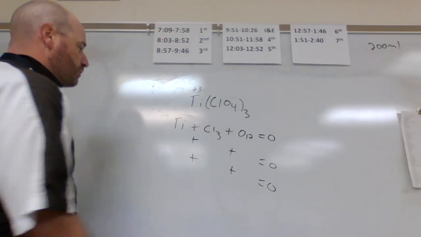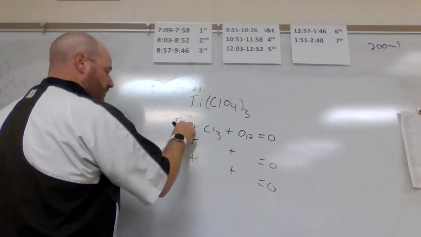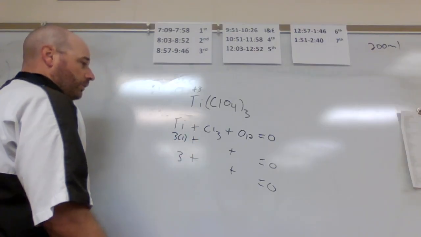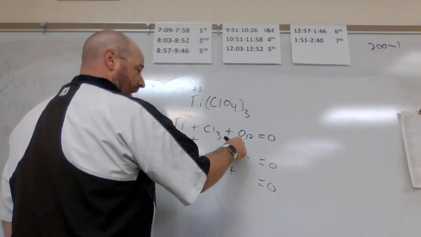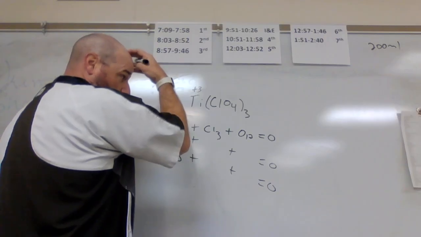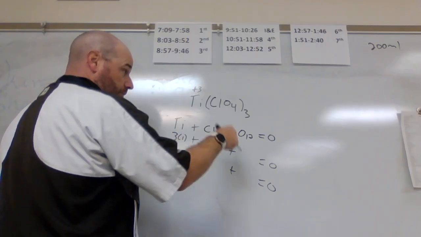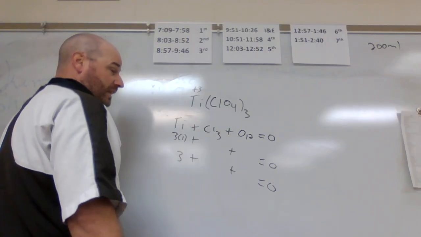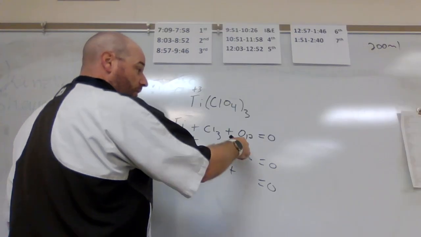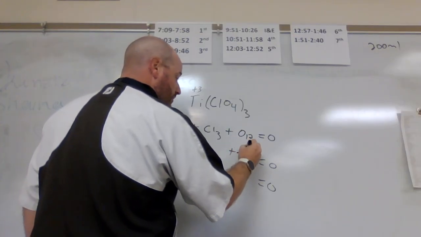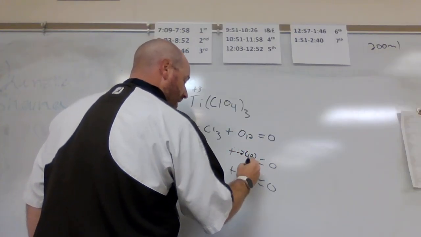We know this is +3, so we can bring that down, 3 times 1 since there's 1. That's handled. Now we have our oxygen. What are we doing with this? Well, we still know that that's a -2, and that's going to be 24. So 12 times -2 is going to give us that -24.